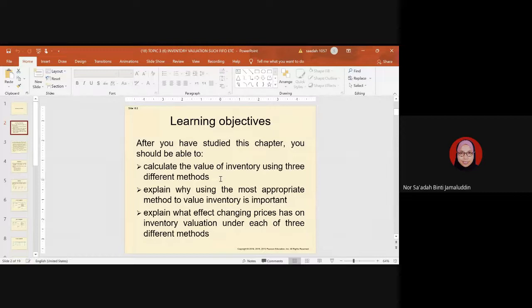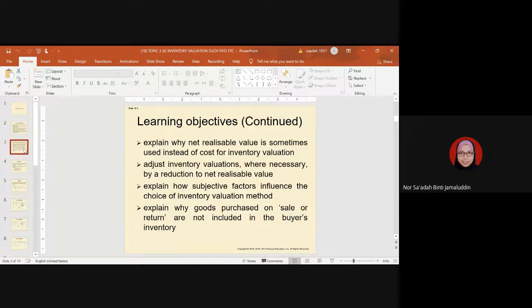Explain why using the most appropriate method to value inventory is important. Explain what effect changing price has on inventory valuation under each of the 3 different methods. Apa beza antara ketiga-tiga method ini? Explain why net realizable value is sometimes used instead of cost for inventory valuation.